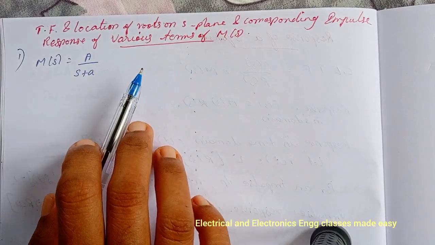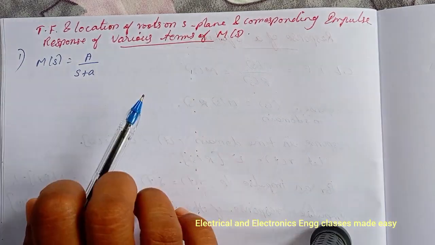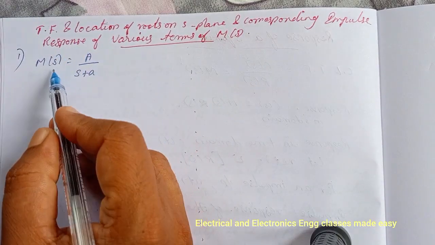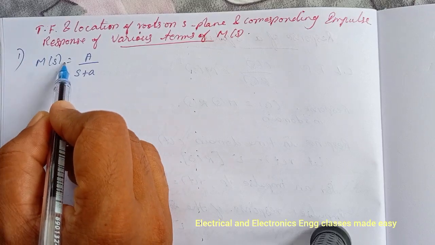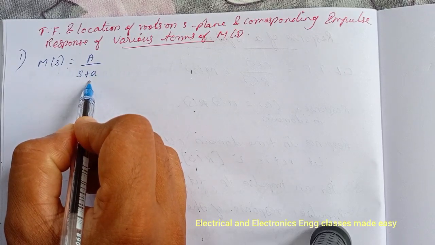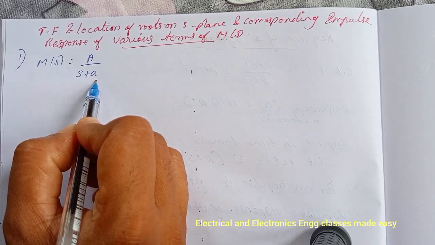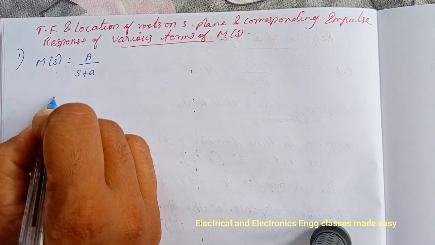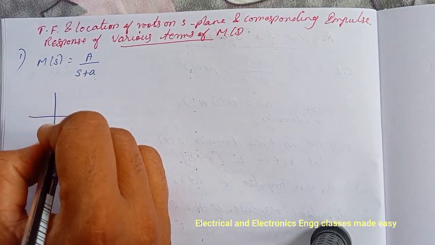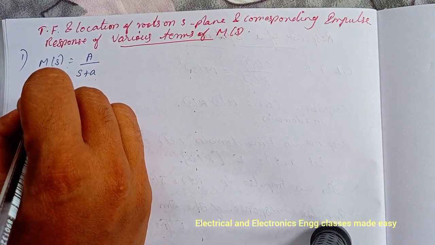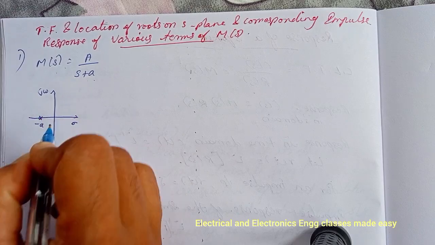Let us find the impulse response of various forms of M of s. So the first one is the transfer function and location of the roots. Let M of s equal a divided by s plus a. So here we get s equal to minus a, that is, a root on the negative real axis, and we can locate it like this. So this is sigma and this is j omega. So s equal to minus a, we can locate here.